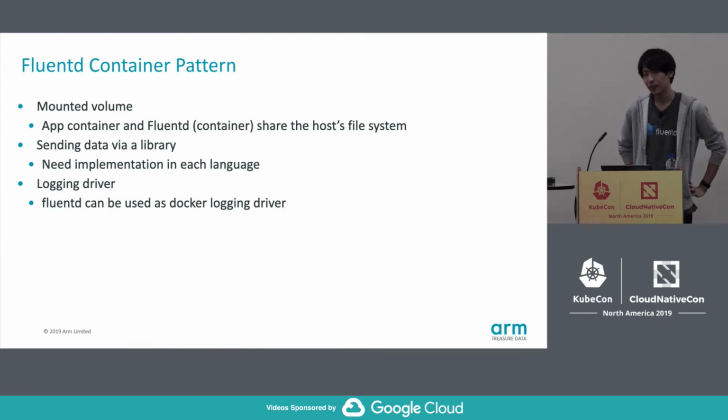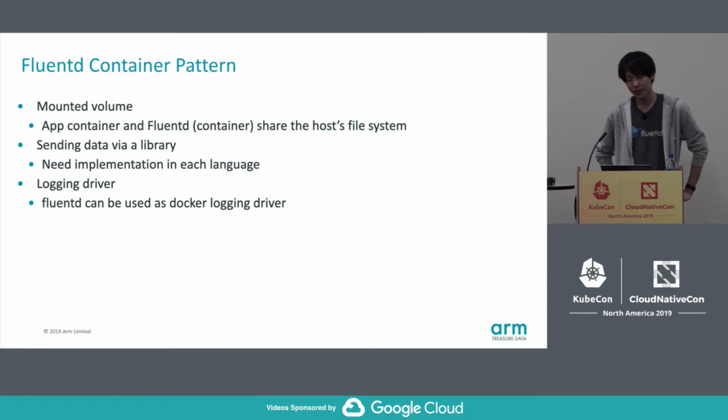There are three approaches to run Fluentd on container environments. The first is mount volume. Application container and Fluentd share the host server's file system. And second is sending data via library. This is flexible, but you need to implement such libraries in each language. Our third is a logging driver. Fluentd can be used as a Docker logging driver by default, and I'll talk about these patterns in more detail.